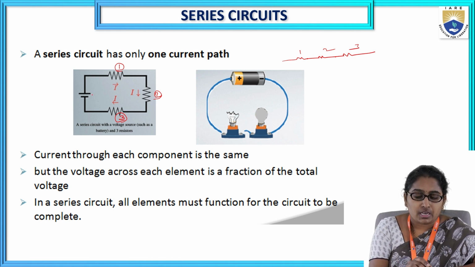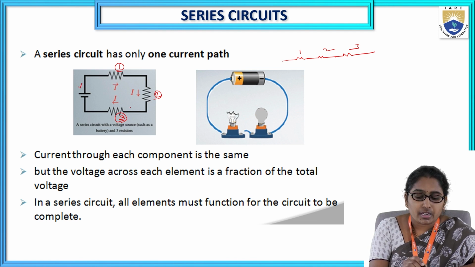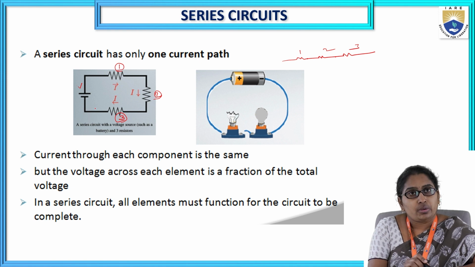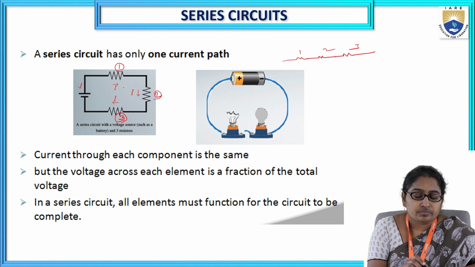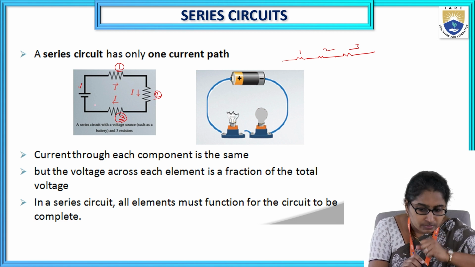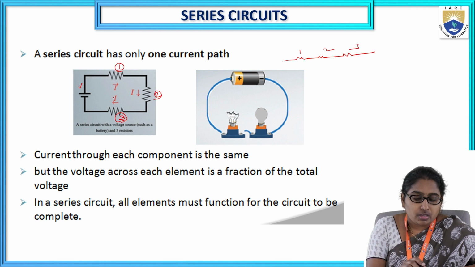So when a supply is connected to these 3 elements, what happens? Let us say voltage V is applied, and current starts to flow in the circuit. Let us say the current is I. The same current flows through each component. That's the meaning.